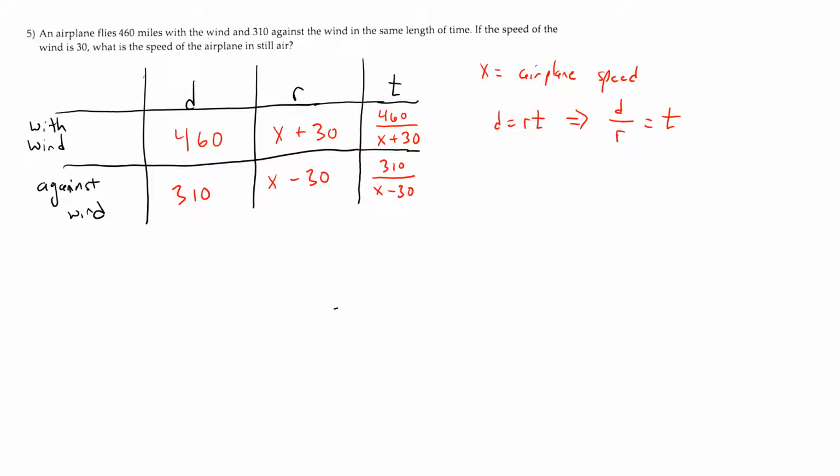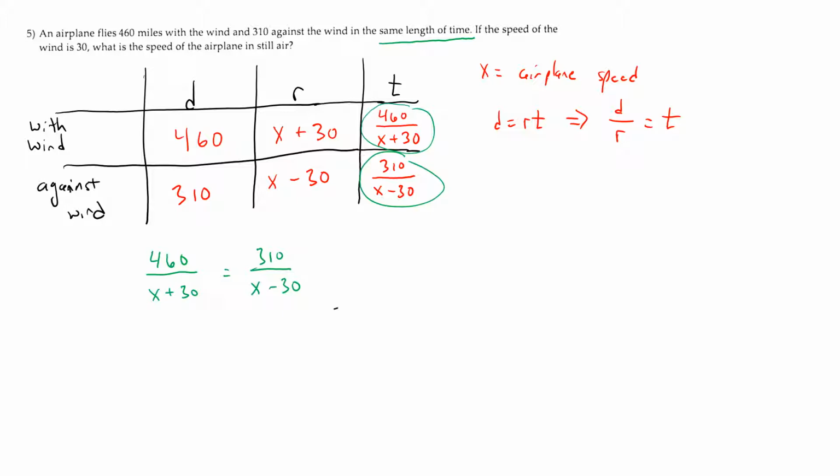Once we have all the boxes filled in, the next thing we do is create an equation. Notice that it says that the airplane flies with the wind and against the wind in the same length of time. So that means that this expression and this expression have to be the same. You know, we can set them equal to one another. We're told that the time with the wind and against the wind is the same. So I can use that to create the equation. I can go 460 over x plus 30 equals 310 over x minus 30.